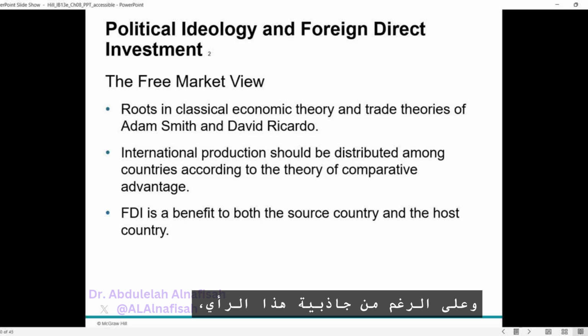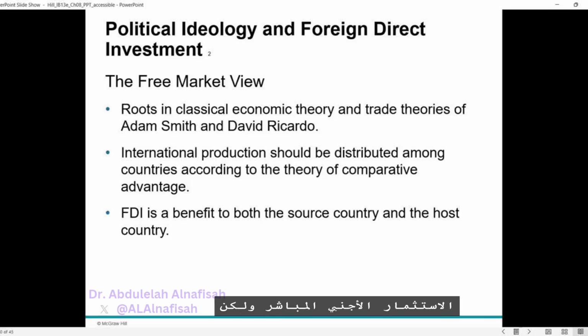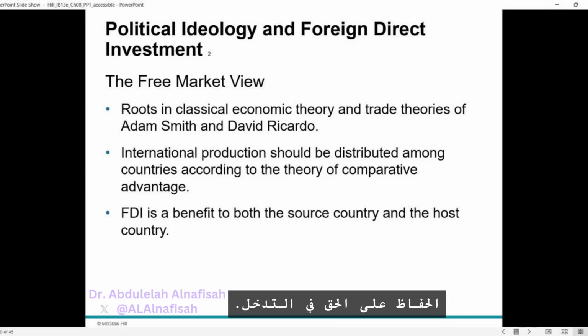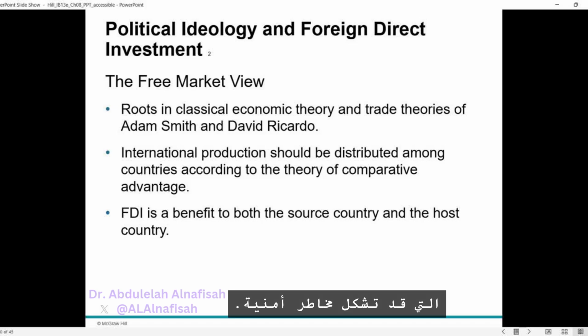Despite the appeal of this view, no country fully adopts it without some intervention. The UK and U.S. are open to FDI, but maintain rights to intervene for national security or competitive reasons. The U.S. restricts foreign ownership in sectors like airlines and television, and reviews foreign acquisitions that may pose security risks, although such interventions are rare.